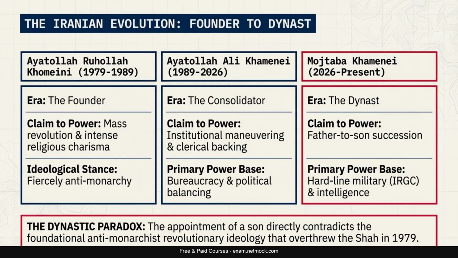3 eras of leadership. Khomeini from 1979 to 1989 was the founder, powered by revolution and charisma, fiercely anti-monarchy. Ali Khamenei from 1989 to 2026 was the consolidator, relying on institutional maneuvering and bureaucratic balancing. Mojtaba from 2026 is the dynast, claiming power through father-to-son succession backed by IRGC. The dynastic paradox, a son inheriting power directly contradicts the anti-monarchist revolution of 1979.